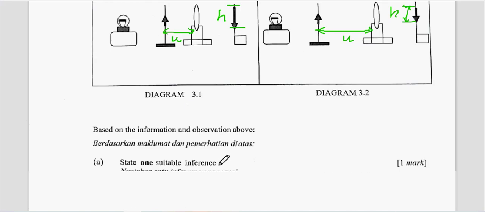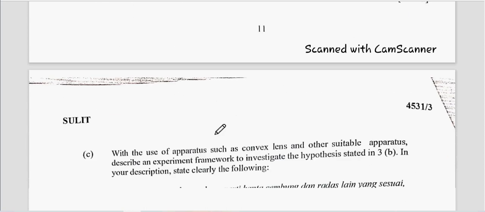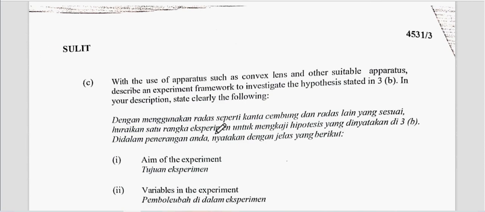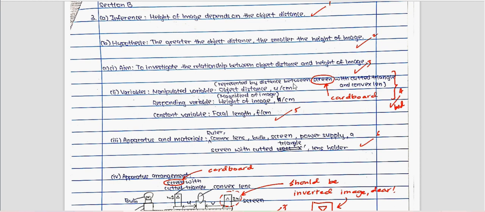So from here, you need to write your inference and hypothesis, and they give you apparatus, such as only a convex lens. Alright, so how to write the answer? Again, I'm using my student's answer. Okay, different handwriting compared to the previous one. Okay, what's important is that your handwriting can be read.